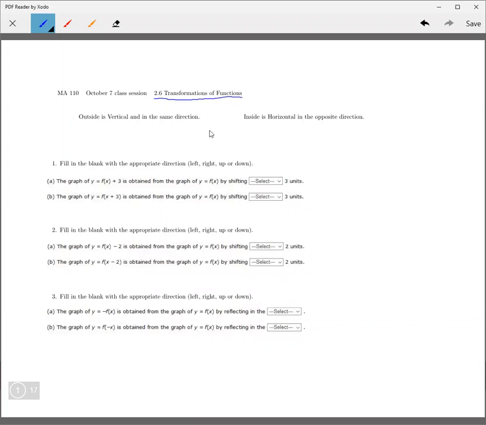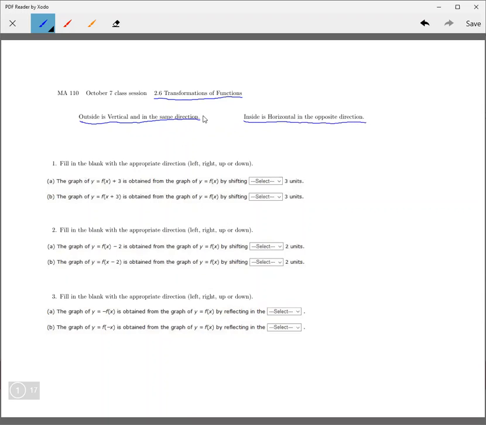Transformations of functions. One thing that I use to help me remember how to do this is the following. If it's outside, it's vertical and in the same direction. And if it's inside, it's horizontal and in the opposite direction.